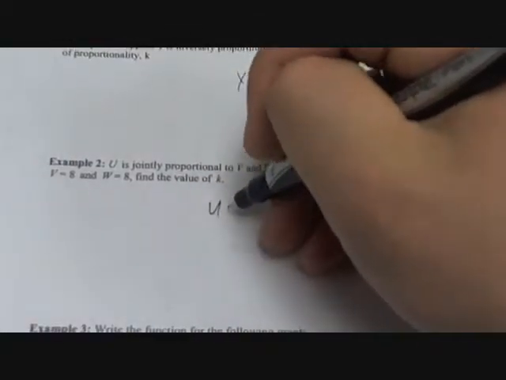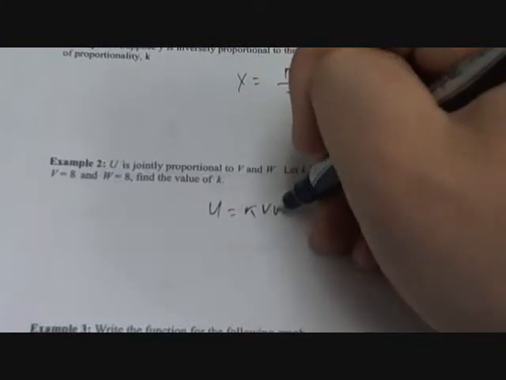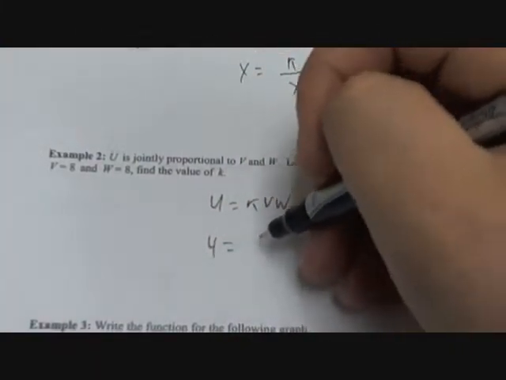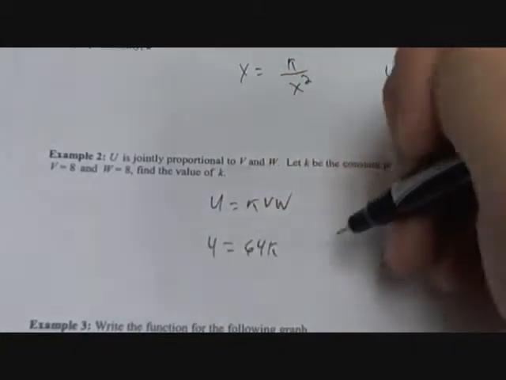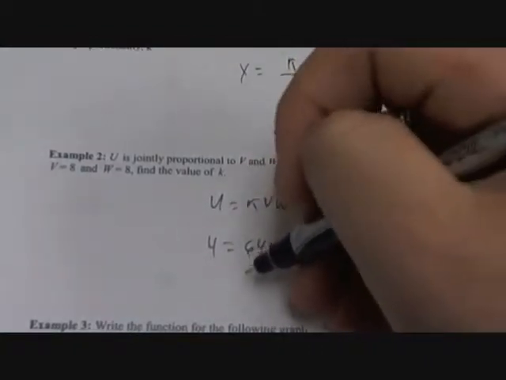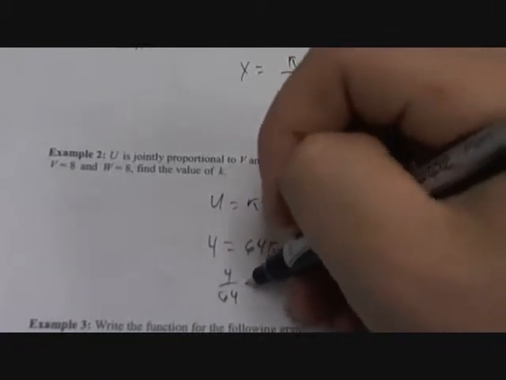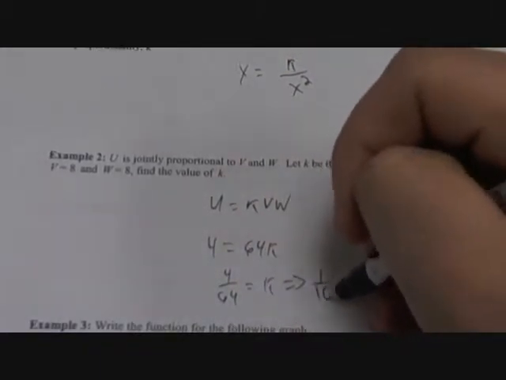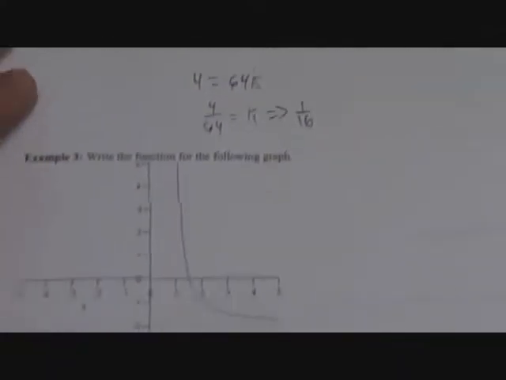u is jointly proportional to v and w. So u is equal to k v w. Now you plug in everything. 4 is equal to 8 times 8, which is 64, so 64k. So we solve for k. 4 over 64 is equal to k, which in turn is 1 over 16.